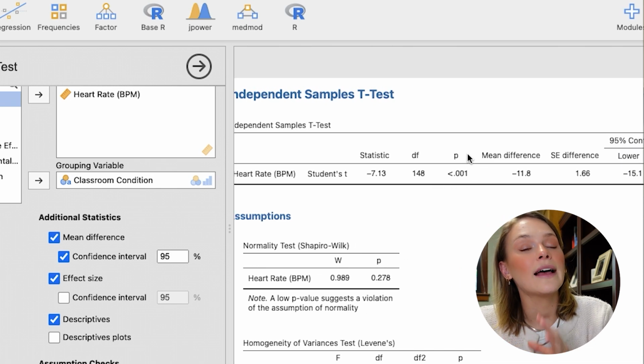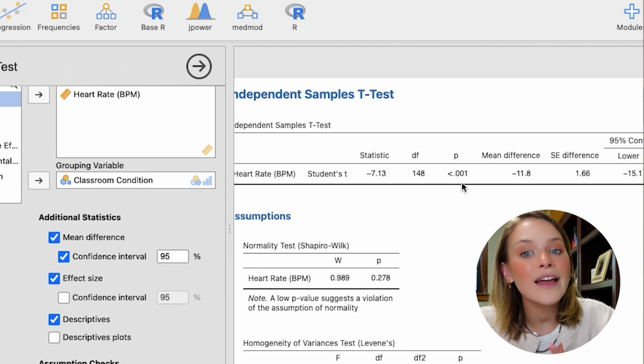So by itself, we don't get as much information from the test statistic alone. What helps us to interpret that test statistic is the associated p-value. Here, our p-value is less than 0.001, which is of course less than 0.05, indicating that the difference between the heart rates in these two groups is statistically significant. That means we can reject the null hypothesis.